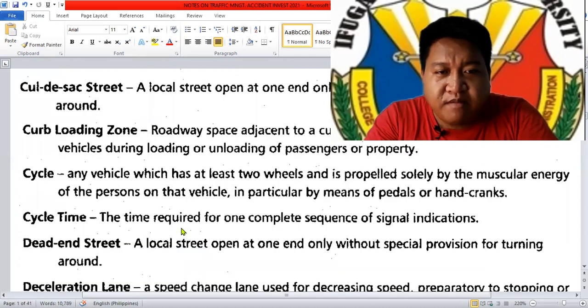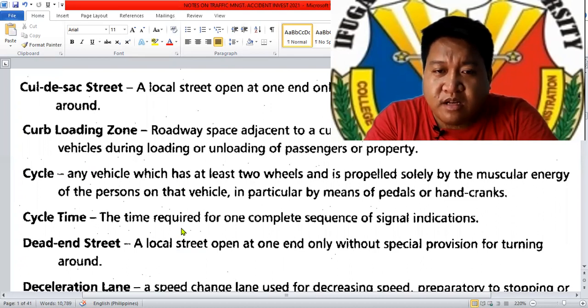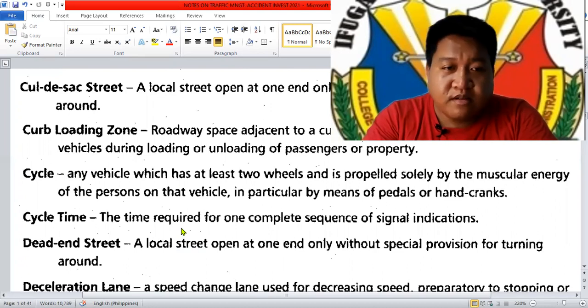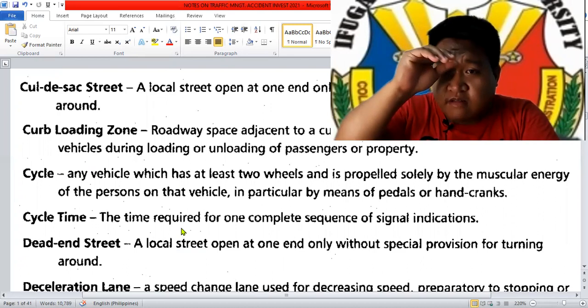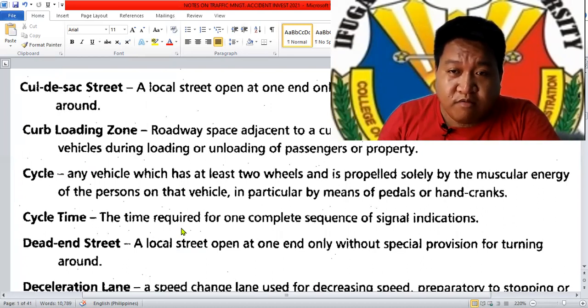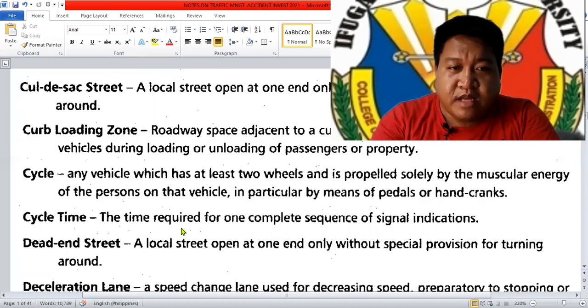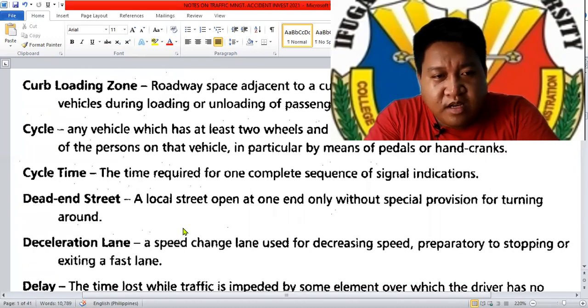Second is cycle time. That is the time required for one complete sequence of signal indication. Then dead end street is a local street open at one end only without the special provision for turning around. So be careful of dead end street. Pag makipot pa yan, pagpunta mo doon, wala ka nang lilipuhan kasi dead end na. So saan ka napupunta? So beware of that, dead end street.